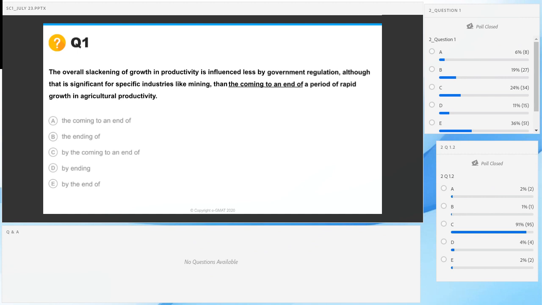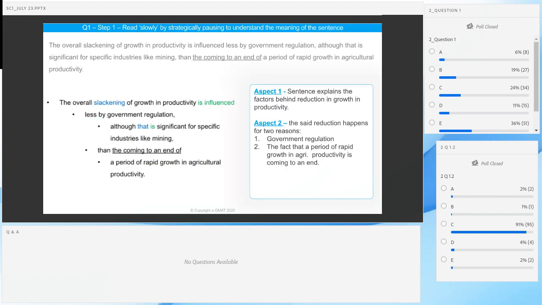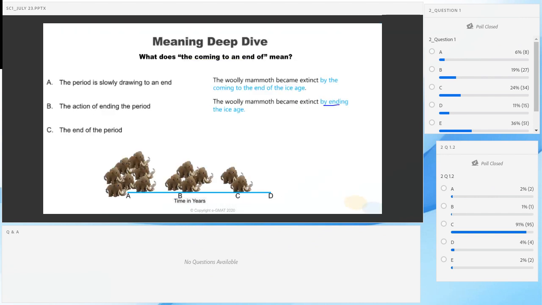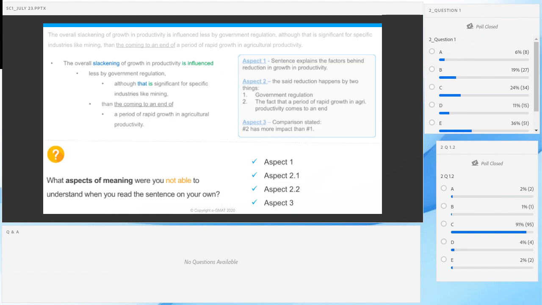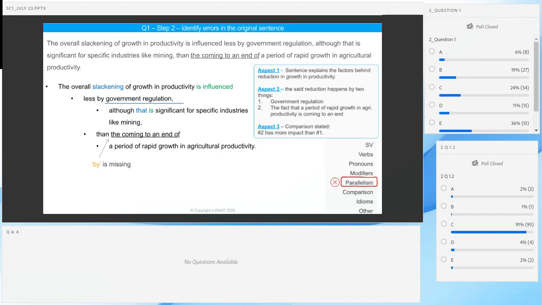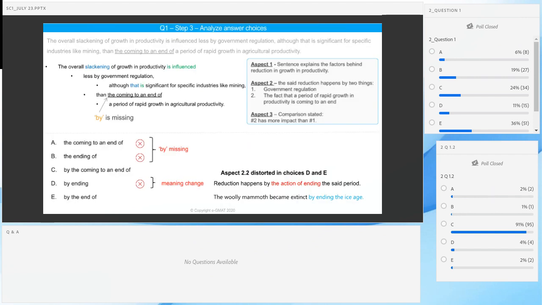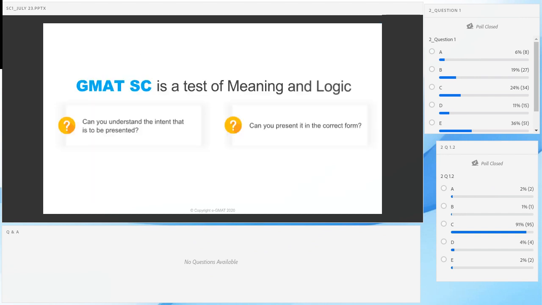So choice C indeed is the correct answer over here. Let me explain. I think now you probably understand why the other answer choices are incorrect. I'm getting a little tongue twisted here. Choices A and B are wrong for the missing by. That is no brainer at all. Choice C is definitely the correct answer that we have already seen. We have established also why choice D is incorrect, because by ending a period of rapid growth gives us the meaning that somebody ended that period, and that definitely is not a logical meaning in the context of this sentence.